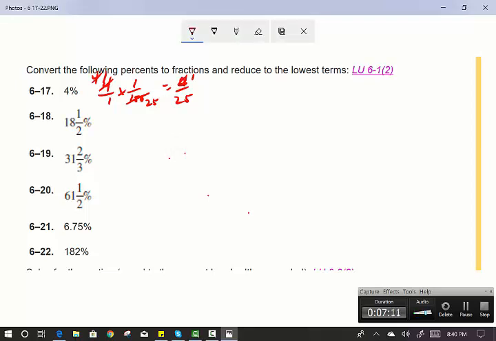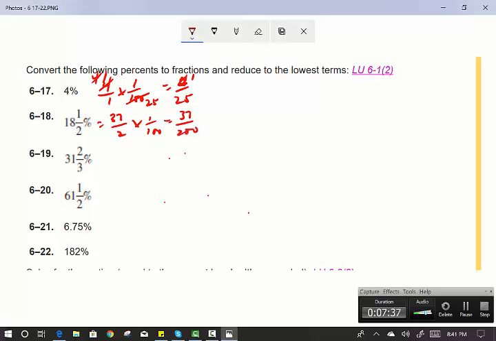Okay, number 18, we're going to convert the mixed fraction to an improper fraction. So 18 times 2 is 36 plus 1 is equal to 37 over 2 times 1/100th. That'll equal 37 over 200. And that's reduced down to lowest terms.